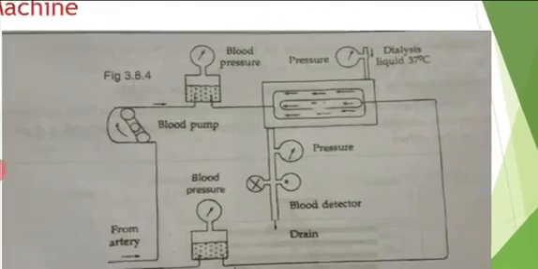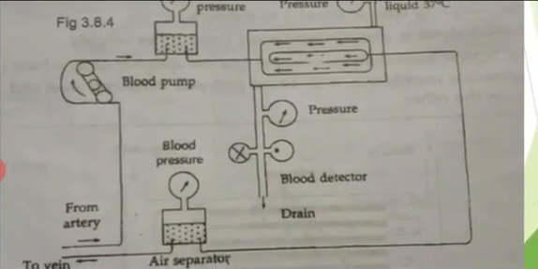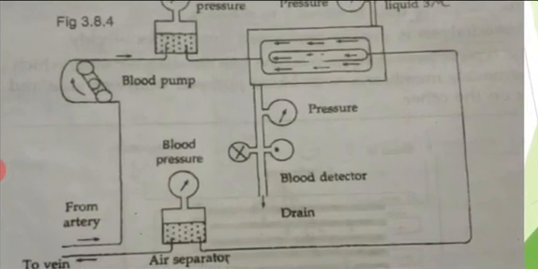Here a blood detector monitor is used. If any one of the membranes is ruptured, then some blood contents get mixed into the electrolyte solution. That blood in the electrolyte solution is detected using this blood detector. Whenever it detects that, the semi-permeable membrane in the hemodialyzer machine will be changed. Here a drain is used.